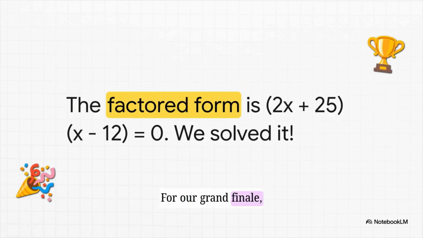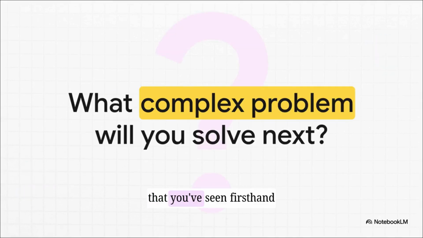For our grand finale, we just pull out that common, shared x minus 12 binomial right to the front. What's left over? Well, the 2x from the first group and the positive 25 from the second group. We just package those together into their own set of parentheses. And there it is. We arrive at our beautifully factored form, 2x plus 25 times x minus 12 equals 0. We literally took a monster of a quadratic, bypassed all the endless guessing, relied strictly on pure logic, and completely solved the case.